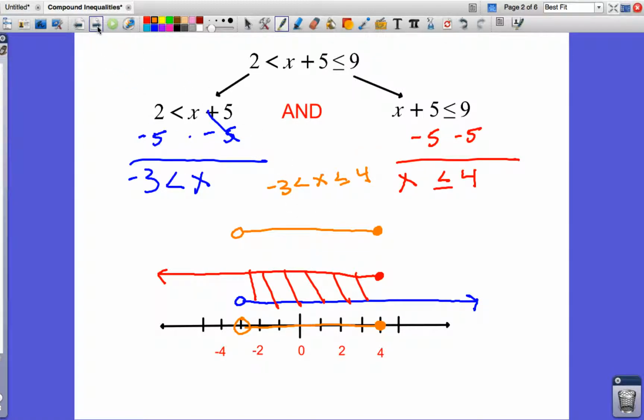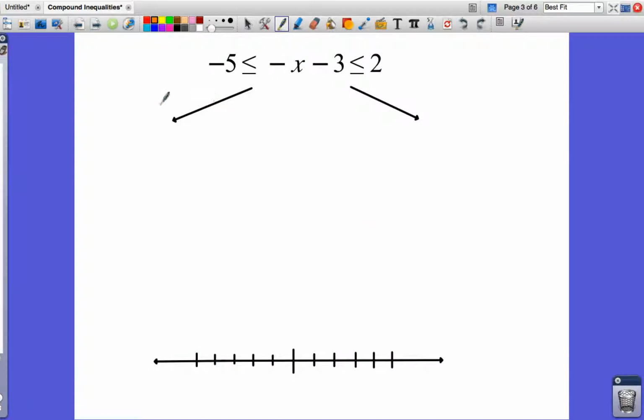Now, let's look at another example then. I need to separate this into two separate inequalities. So I have negative 5 is less than or equal to negative x minus 3. And then I also have the inequality of negative x minus 3 is less than or equal to 2. And now I just need to solve for x.